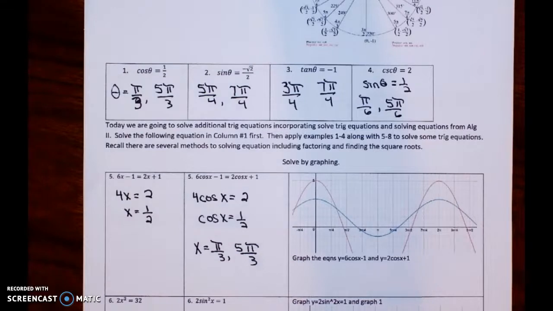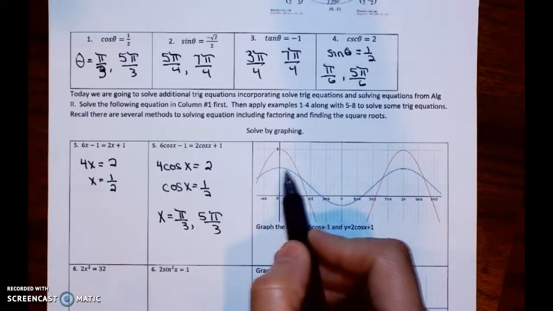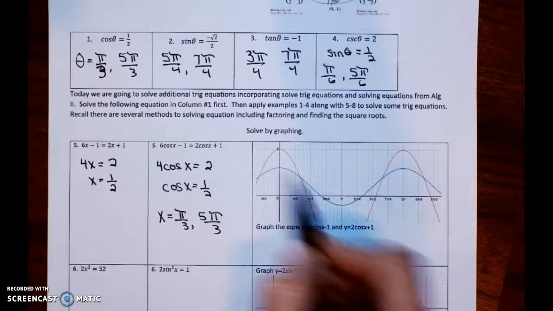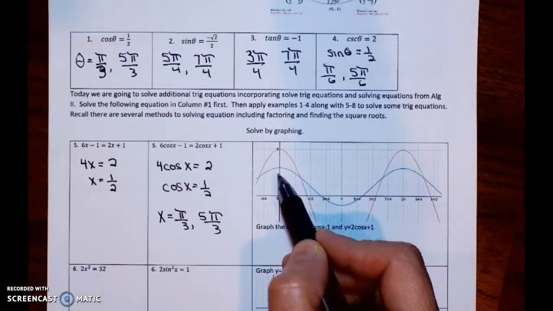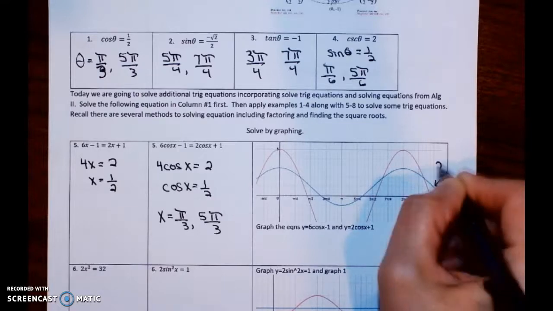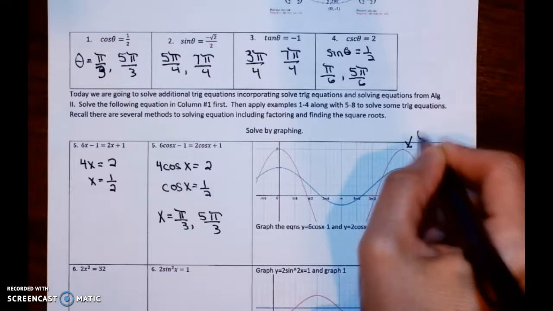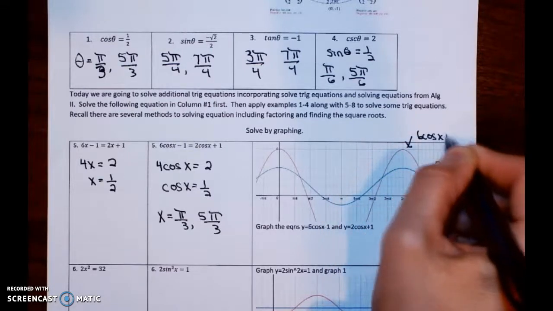Here's where we're going to also pull in some technology. I went ahead and graphed both of these equations for us. The lower one right here is 2 cosine of x plus 1. This one up here is 6 cosine of x plus 1.